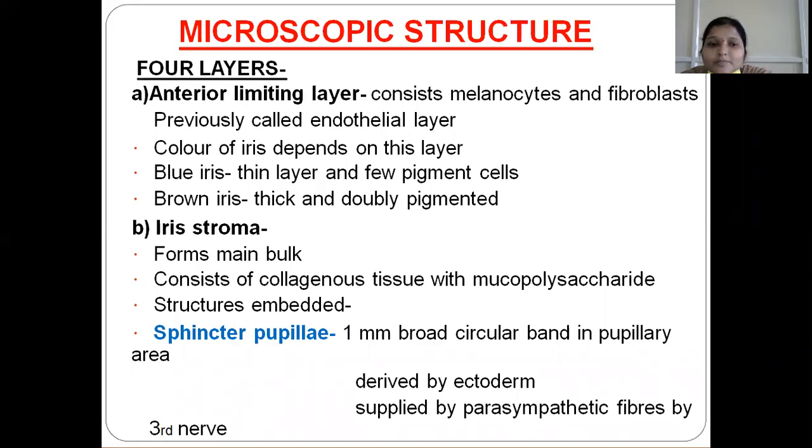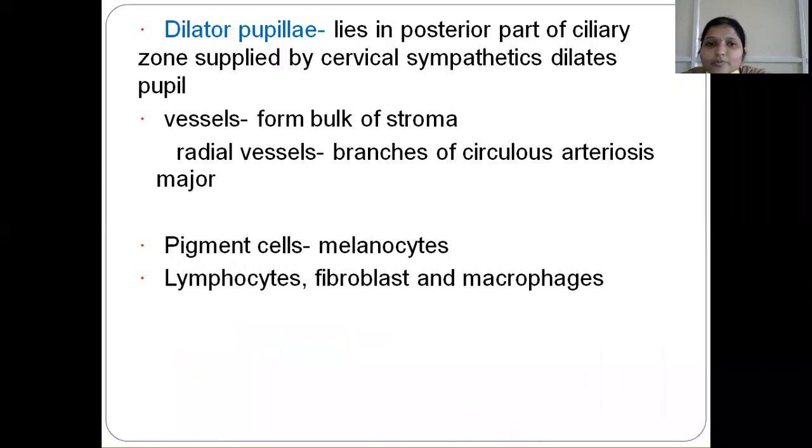So what are the muscles present in the iris stroma? That is sphincter pupillae as well as dilator pupillae. Sphincter pupillae is a 1 mm broad circular band in the pupillary region, and it is derived from the ectoderm. It is supplied by parasympathetic nerve fibers of the third cranial nerve. So what is the function of sphincter pupillae? It aids in constriction of the pupil.